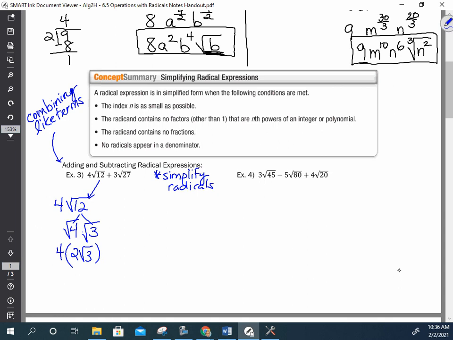Now you still have that 4 that was sitting in front. You multiply the 4 times the 2. You get 8 square root of 3. That takes care of the first part of the problem. Any questions before we continue?